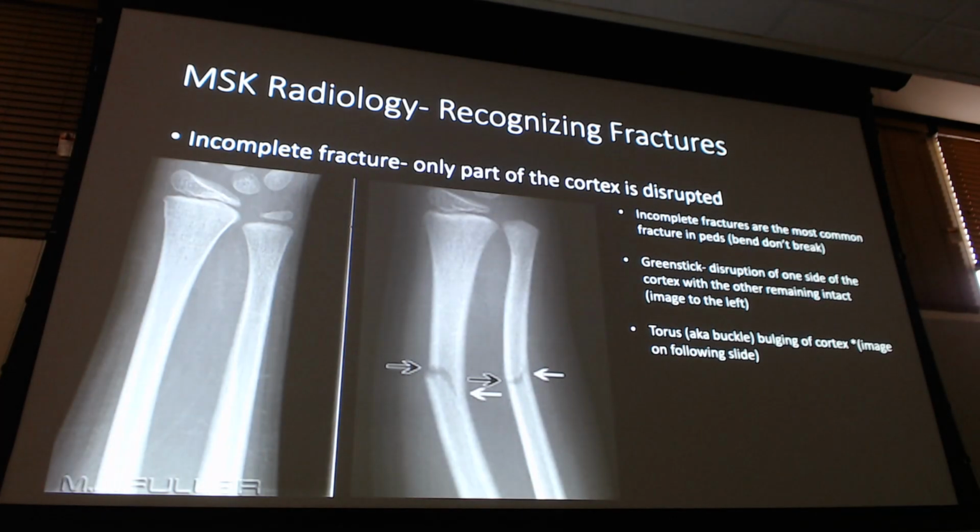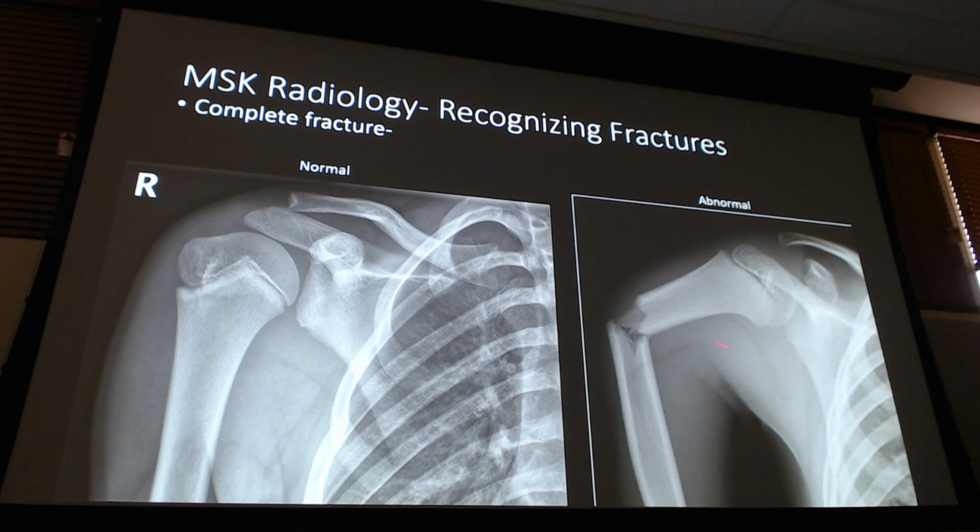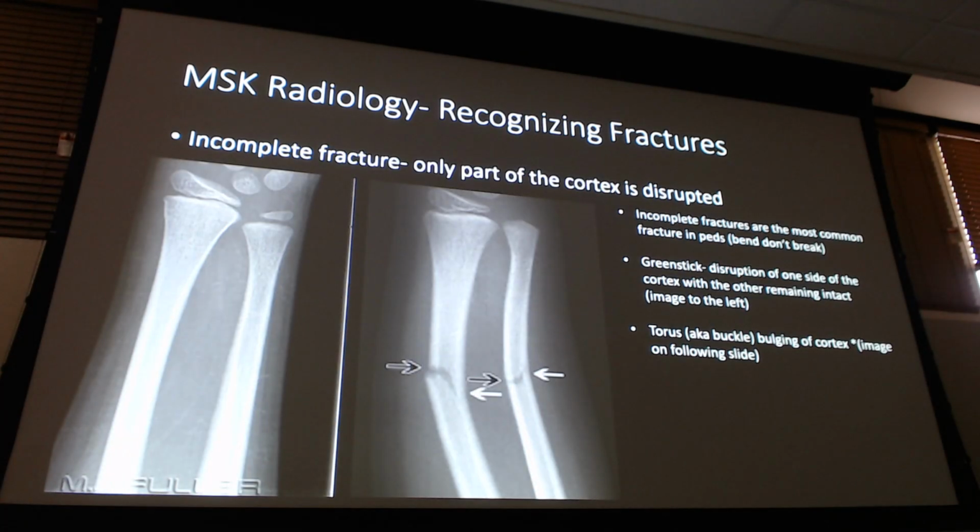Complete fracture. All right. Incomplete fracture. Complete fracture, all the way through the bone. Incomplete fracture, partially through the bone. Not all the way through. Okay? There are two types of incomplete fractures in peds that are only in peds. Why do we have these a lot in peds? Kids are bendy. Kids don't like to break. Things are still soft. They're bendy, right?